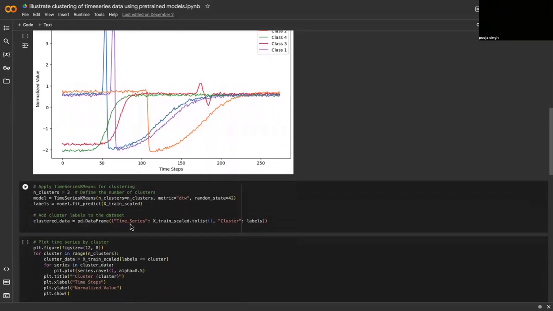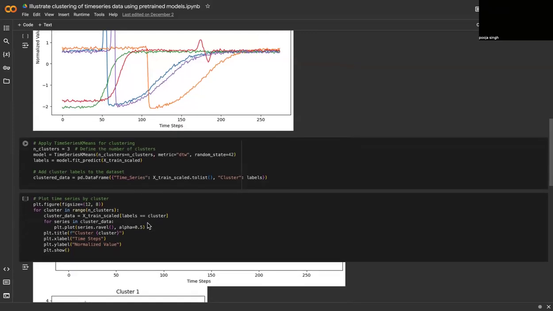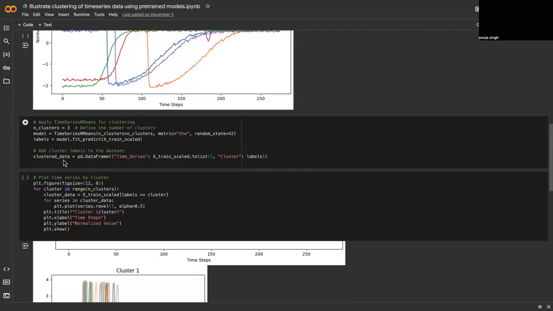Next, we are applying time series K-means. This configures time series K-means to group the time series into 3 clusters using DTW, and predicts the cluster label for each time series in the dataset. And we are also creating the cluster data frame. This creates a pandas data frame to store each time series along with its assigned cluster.